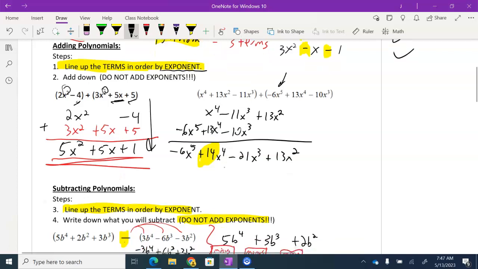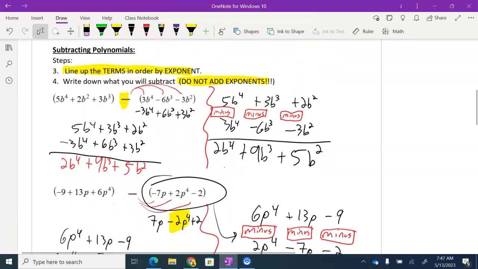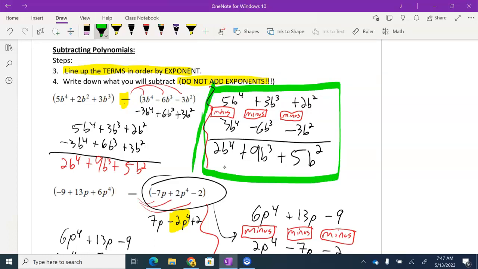All right, so for subtracting polynomials, let's look at this part of it right here. That's the part that I was teaching you. In this part right here, you again line up by terms. I want the exponents lined up with the exponents. You see how I have that 5b to the fourth lined up with 3b to the fourth, 3b to the third lined up with 3b to the third, and b squared and negative 3b squared.